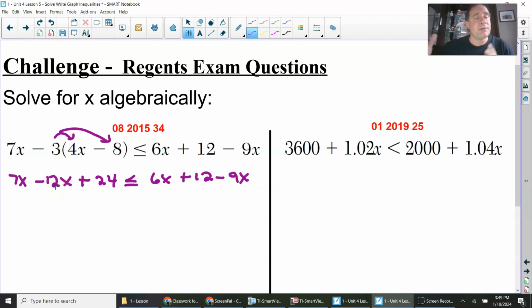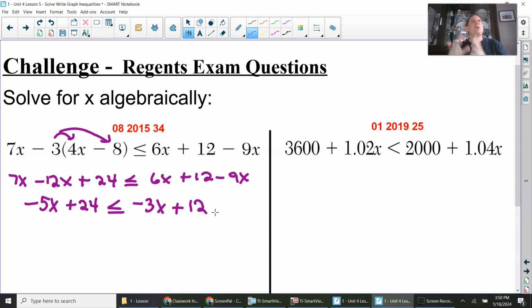So that means I'm going to have to combine like terms. So we have 7x minus 12x. Remember, 7x minus 12x, put it in the calculator, it's -5x plus 24. 6x minus 9x, combining like terms on the same side, is -3x plus 12. Now I want to bring the smaller over to the larger.